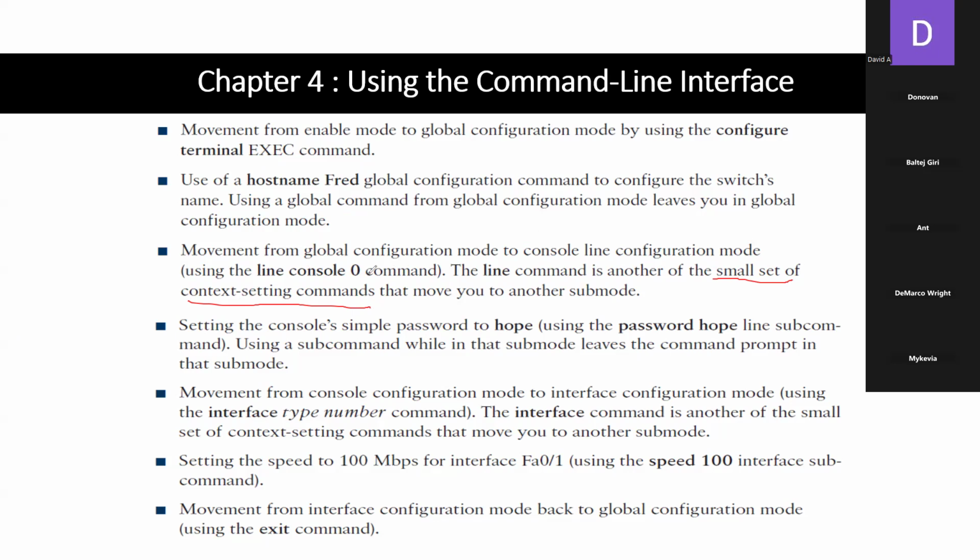So we're in global config mode. One of the submodes is line configuration mode, right? So I can't configure the hostname within the context setting mode of line configuration mode. So if my Kiwi is trying to configure the hostname of the switch, she can't go into line configuration mode and make that change because the context is different.